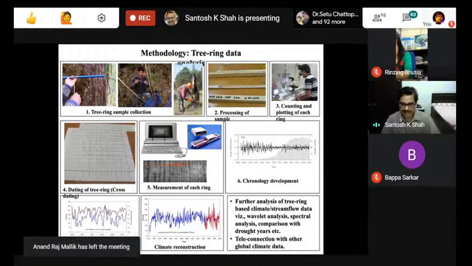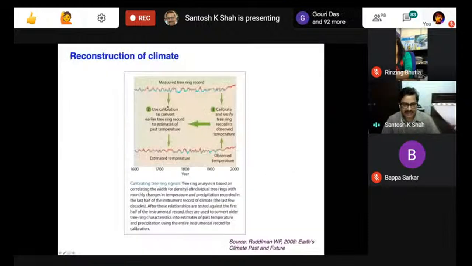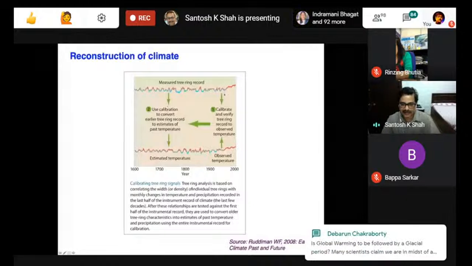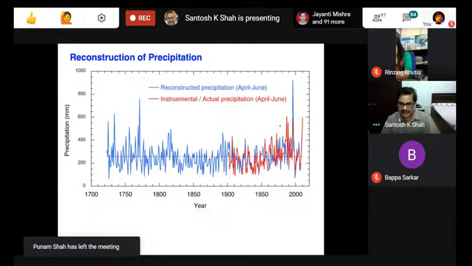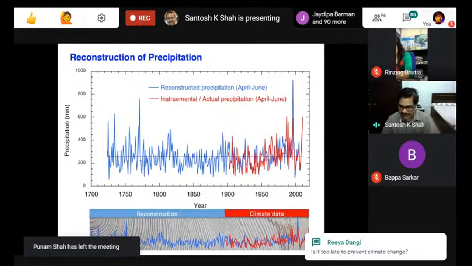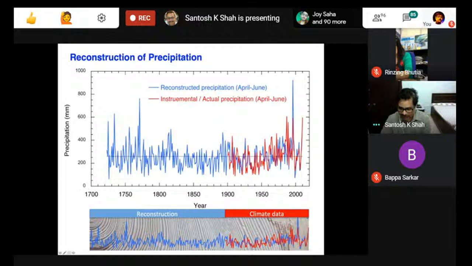Here, red is the instrumental data, and this blue one is the reconstructed data. This is the same method which I already explained. This is about the calibration and verification of the tree ring record with observed temperature or any climate record, and these are the reconstructed. Here in the background we have tree rings, and the red one is the climate data. If you have climate data up to, say, 1900, then this blue one is the reconstructed data based on the tree rings.